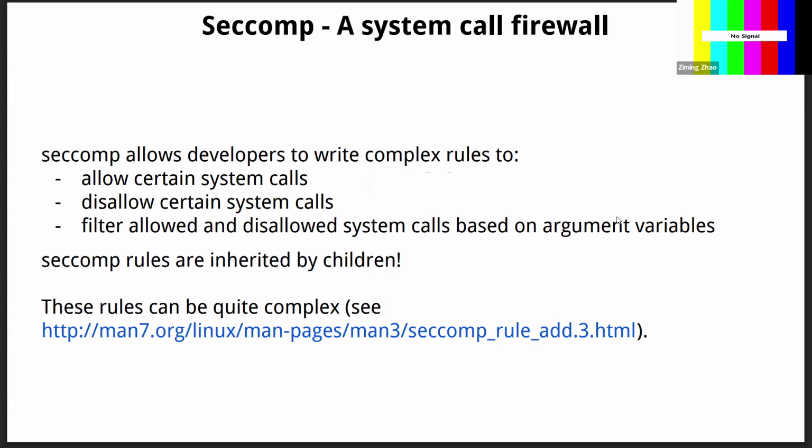Take some kind of a policy in the form of rules. Those rules will let you allow system calls, disallow system calls, or filter, allow or disallow based on argument. So this is a firewall. What is the action here? What is the data you're trying to send to the kernel? This is a firewall between user space and kernel. System call is an interface. And those rules are inherited by the child processes.